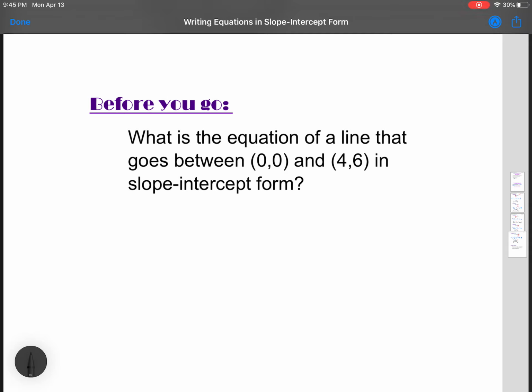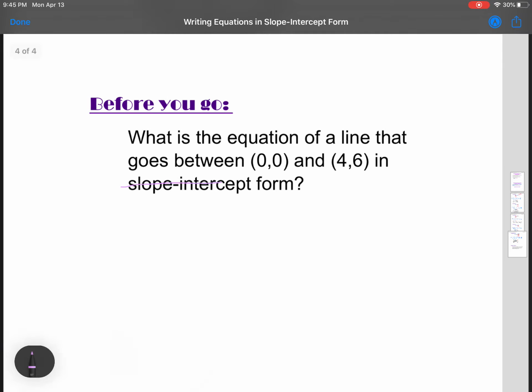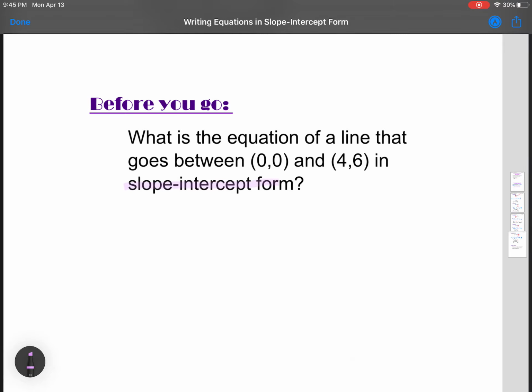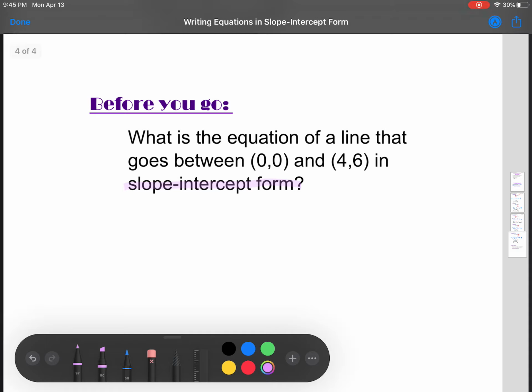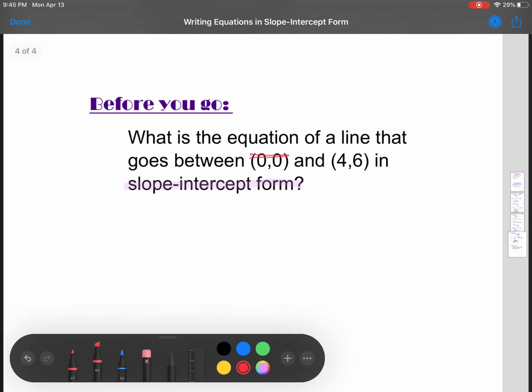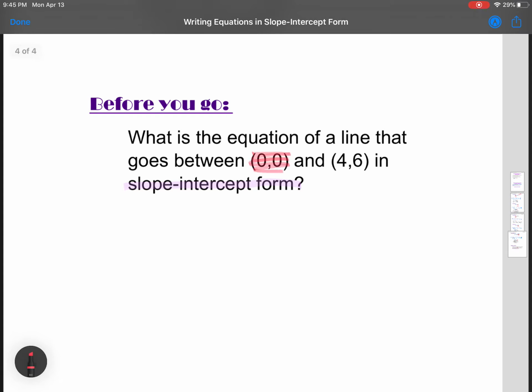What is the equation of the line that goes between 0, 0 and 4, 6 in slope-intercept form? So slope-intercept form is what we've been putting everything in. So that's no big deal. 0, 0. Well, that's going to be my y-intercept. That's going to be my b. Ooh. I am batting 1,000 today. So b equals 0.